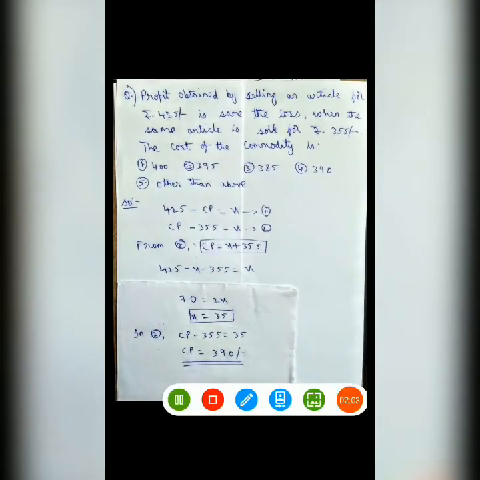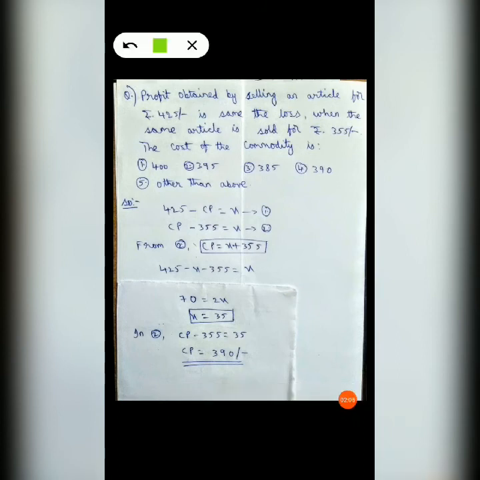The final question is, the profit obtained by selling an article for rupees 425 is the same as the loss when the same article is sold for rupees 355. The cost of the commodity is. In this question he has given that some profit is obtained by selling an article for rupees 425, and when the same article is sold at 355, some loss is obtained. That loss is the same as the profit. Let's see how to solve this.